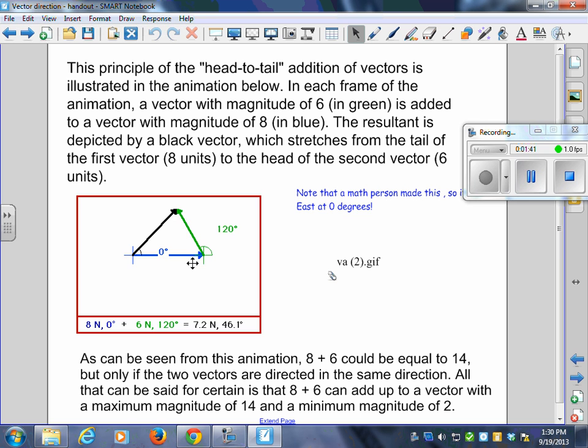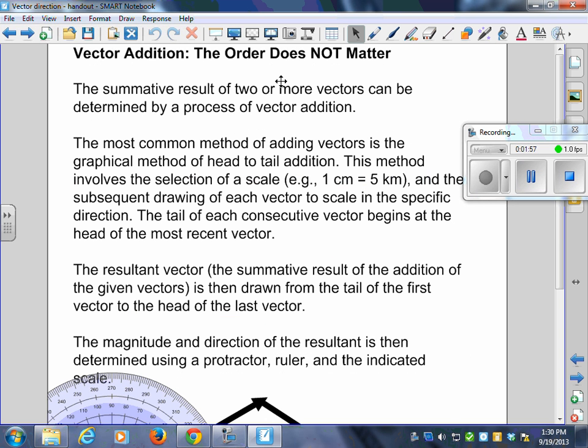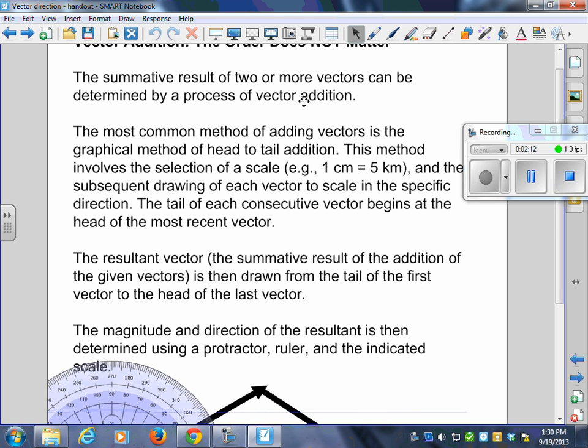I showed a little bit about how you can't add 8 and 6 and get 14. You can get anywhere between 14 and actually 2, depending on the direction, right? Remember that? And I reminded you that the order doesn't matter, just like in regular arithmetic. I think they call that the commutative property in mathematics. I could be wrong, it's been a long time since I studied mathematics.